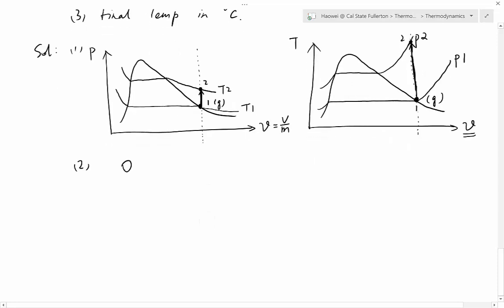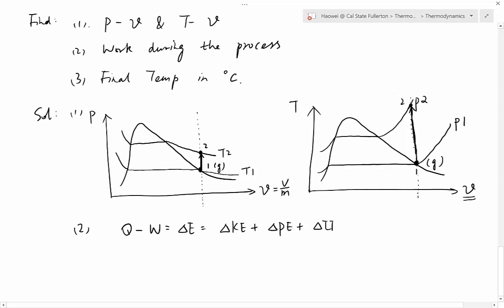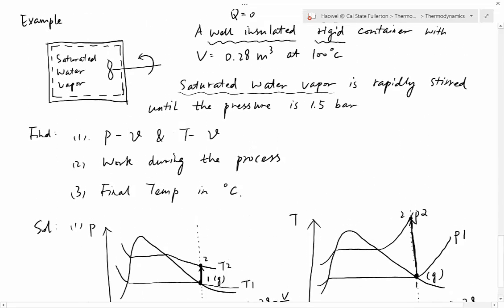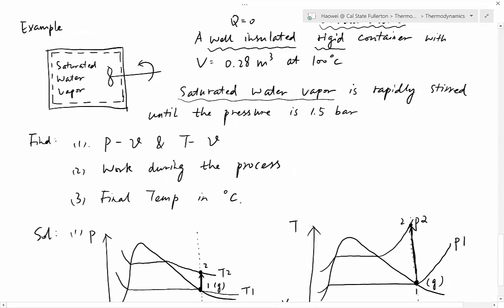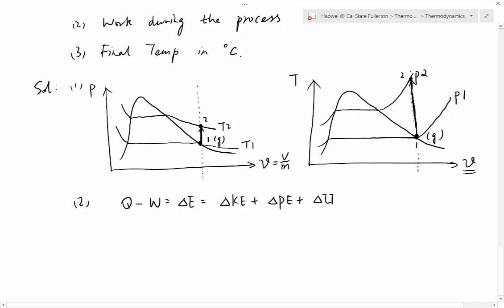Okay, the first law is Q minus W equal to delta E, and delta E has 3 components: delta KE, delta PE, and delta U. Before you use this equation, you should always check if your system is a closed system, because that's the requirement for this equation to work. My system is within the dash line, and is it closed? Do you see any mass transfer? There's no mass transfer, so it is a closed system, so it's okay for me to use this equation.